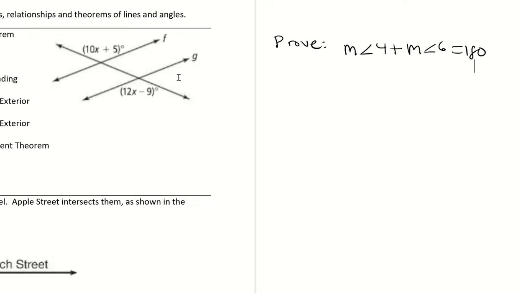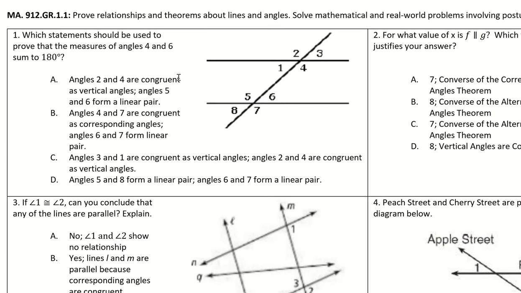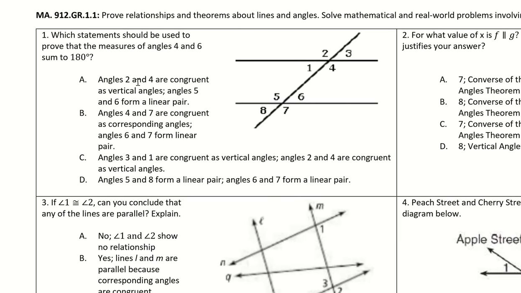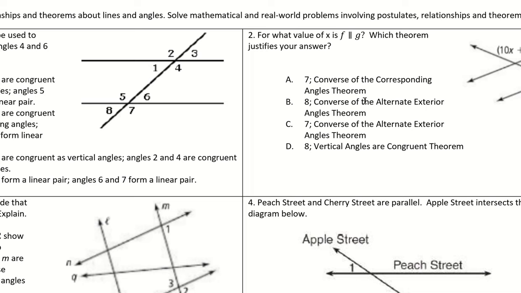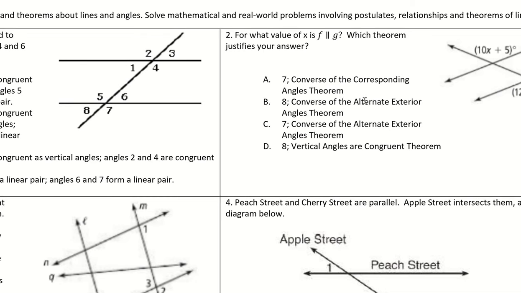All right, so let's take a look at the answer choices to see if we can use one of these to prove it. Angles 2 and 4 are congruent as vertical angles. That's true, they're congruent and they're vertical angles. Angles 5 and 6 form a linear pair. 5 and 6 do form a linear pair since they add up to 180 degrees. I'm going to redraw this diagram.